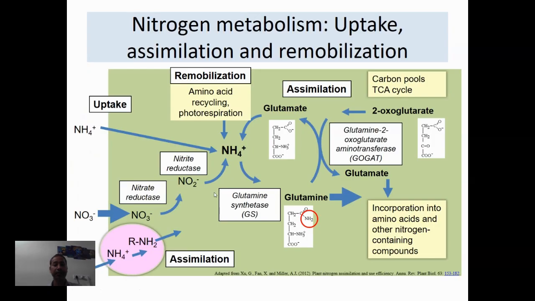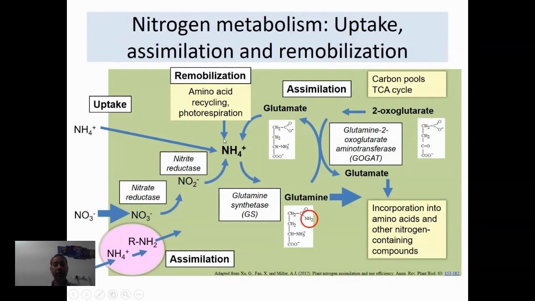Let's understand them. The nitrogen metabolism, its uptake, assimilation, and remobilization. Nitrogen is taken up by the plants in the form of nitrate, and this nitrate is reduced to ammonium by nitrate reductase. This is a two-step reaction. In the first step, nitrate is converted to nitrite, and then nitrite reductase converts it into ammonium ion. Or, the other way, ammonium can be directly taken up by the plants.